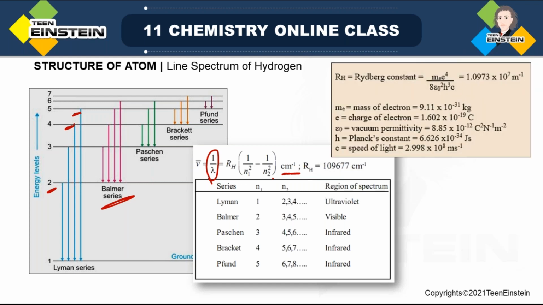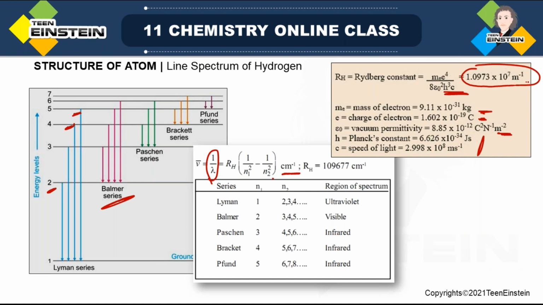If you want to know RH elaborately, then Rydberg constant is basically this. It is coming from m e^4 divided by 8 epsilon naught square h^3 c. Where m is mass of electron in kg, e is charge of electron in coulomb, then vacuum permittivity in C square per Newton per meter square, Planck's constant, and c. These two you already know. If you put all this, you will get the value of Rydberg constant in SI unit.